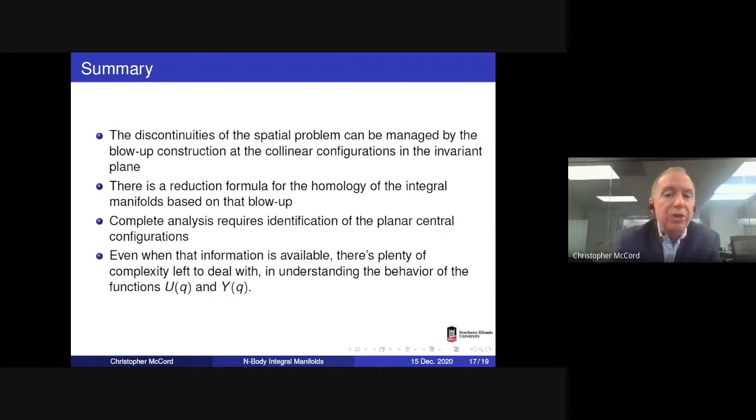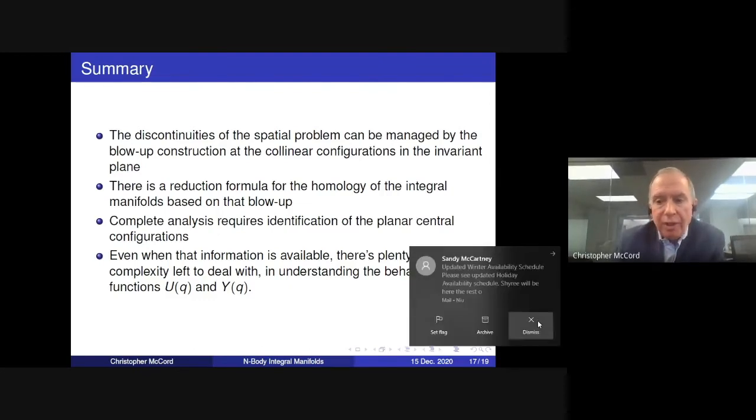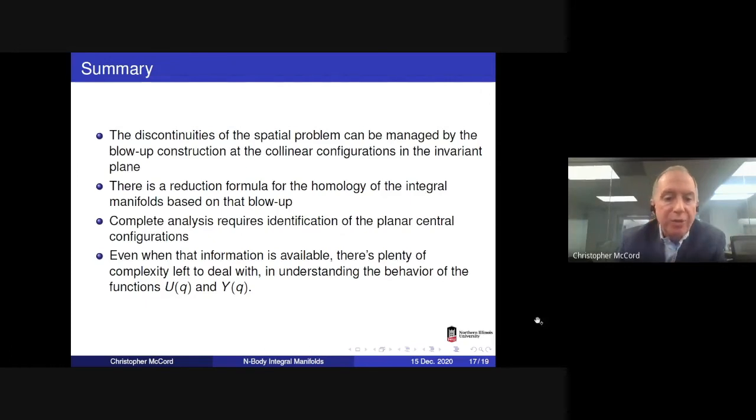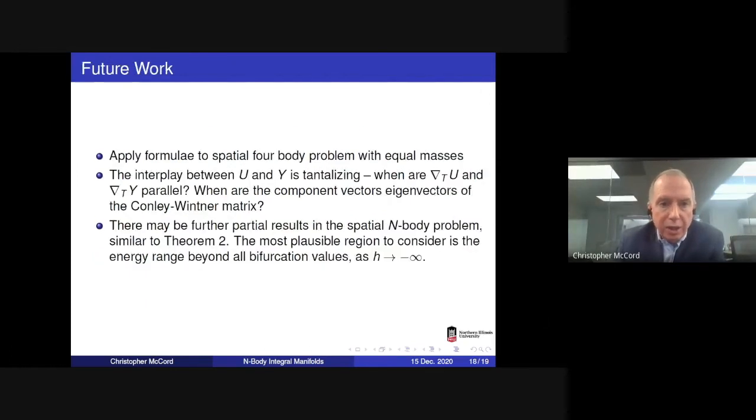To take that further, to actually compute the homology groups, you need to know all of the planar central configurations. That is known, for example, for four equal masses, for five equal masses, six, seven equal masses, which brings it within the realm of the possible, but by no means makes it easy. You still have two very complicated functions to deal with. I'm working now on applying these formulae to the spatial four-body problem with equal masses, the next most tractable case.